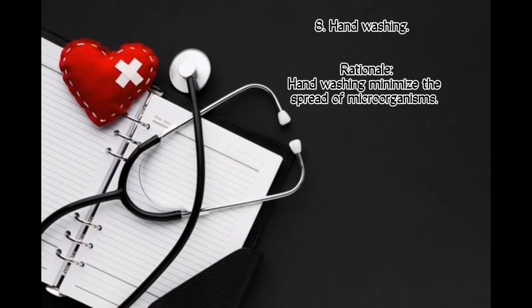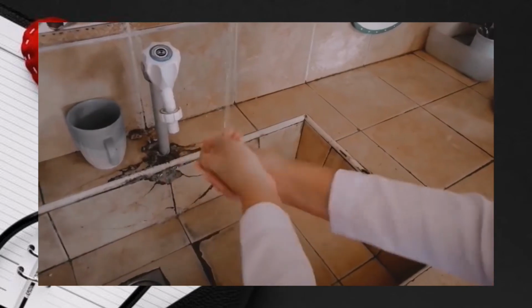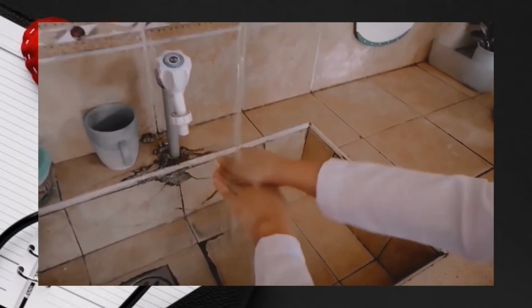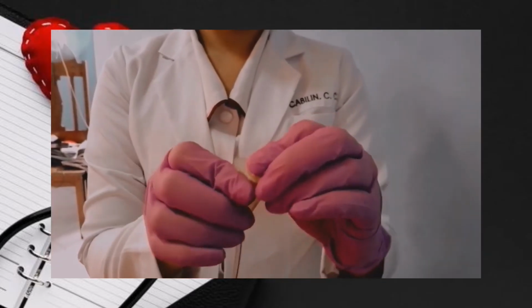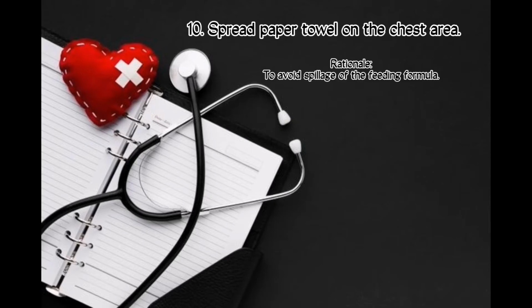The next procedure is wash hands. Hand washing minimizes the spread of microorganisms. Next procedure is to expose the nasogastric tube. Place the basin under the tube and uncap the tube or remove the plug to start feeding. The next procedure is to spread paper towel on the chest area to avoid spillage of the feeding formula.